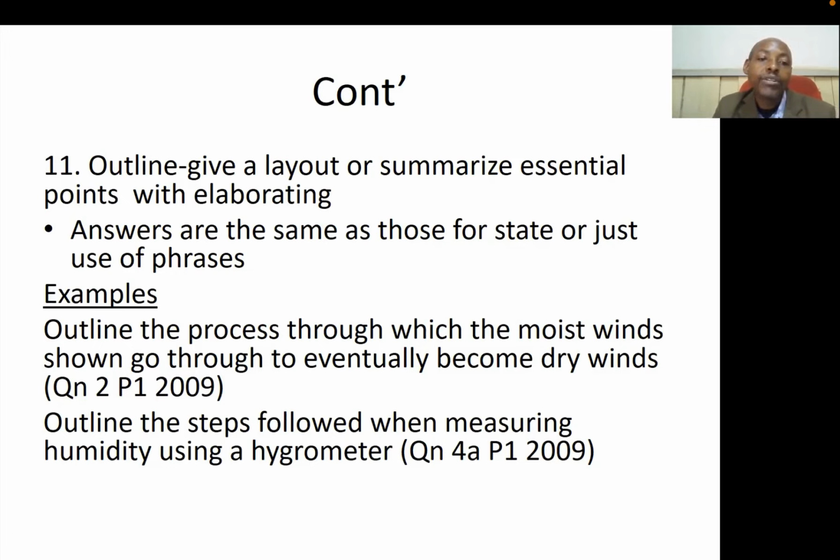So this requires them to outline the process, to summarize the essential points without elaborating, to show how the warm winds rise up, they are cooled vertically, and then on reaching condensation level, they form clouds, and then rain falls on the windward side. And when the winds cross to the leeward side, they are dry. And so, as they descend the highland, they bring no rainfall because they have shed the moisture on the windward side.